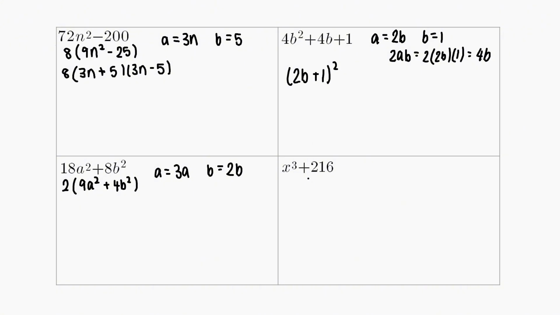And what about this one? We have x cubed plus 216. Because there's a cubed here, let's check whether 216 is the cube of anything. In this case, it is. 6 cubed is 216. So we can rewrite this as x cubed plus 6 cubed, which means that a is x and b is 6. So this gives us x plus 6 and x squared minus 6x plus 36.